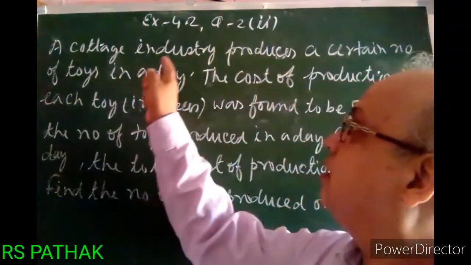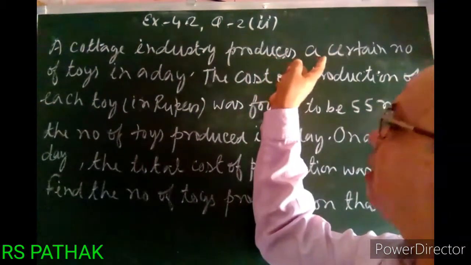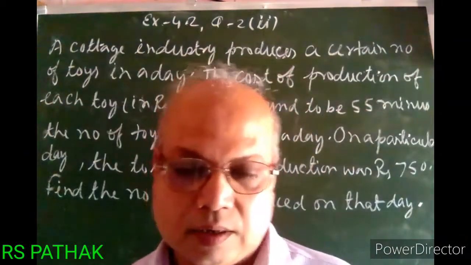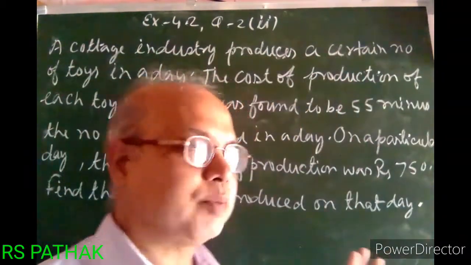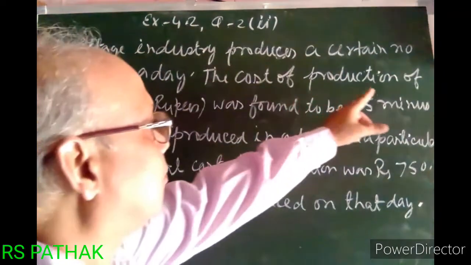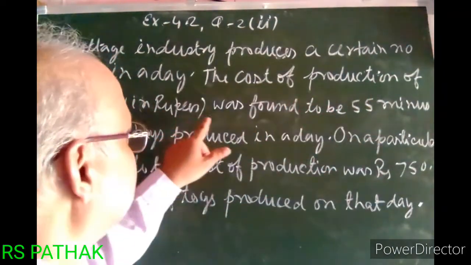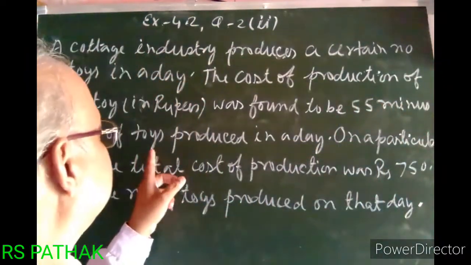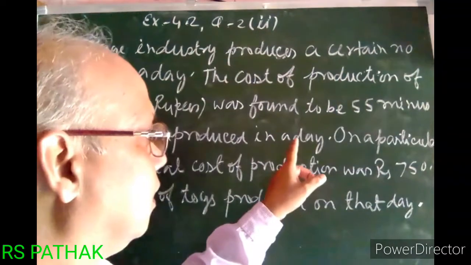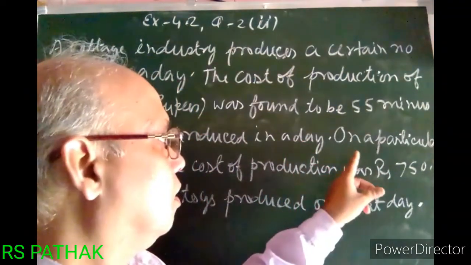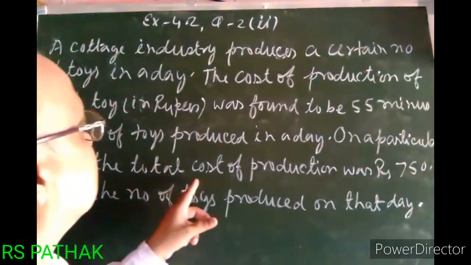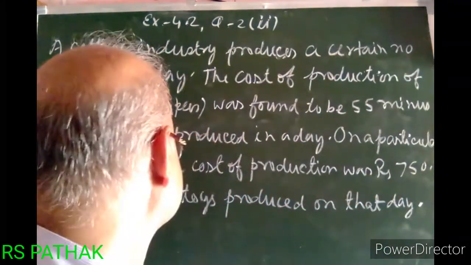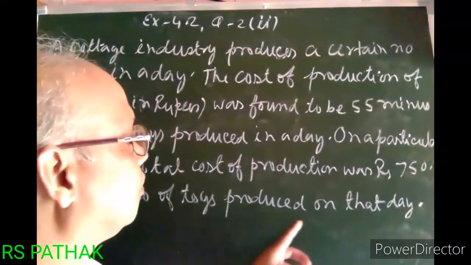A cottage industry produces a certain number of toys in a day. The cost of production of each toy in rupees was found to be 55 minus the number of toys produced in a day. On a particular day, the total cost of production was rupees 750. Find the number of toys produced on that day.